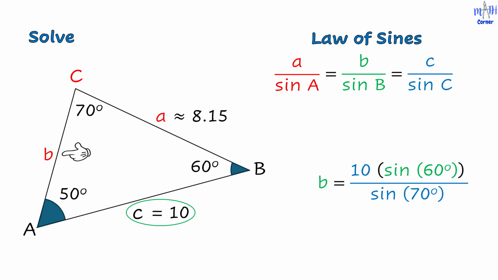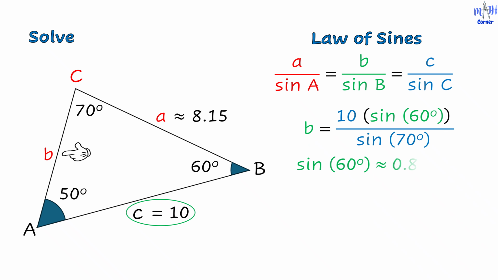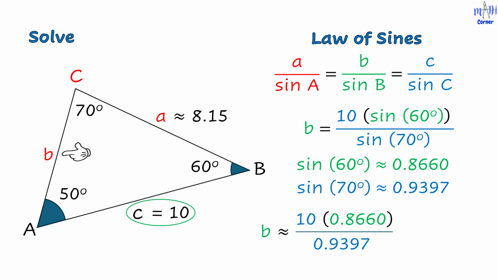Using your calculator, sine 60 degrees is approximately equal to 0.8660, and sine 70 degrees is approximately equal to 0.9397. By substitution, B is approximately equal to 10 times 0.8660 over 0.9397, and the value of side B is approximately equal to 9.22 units.